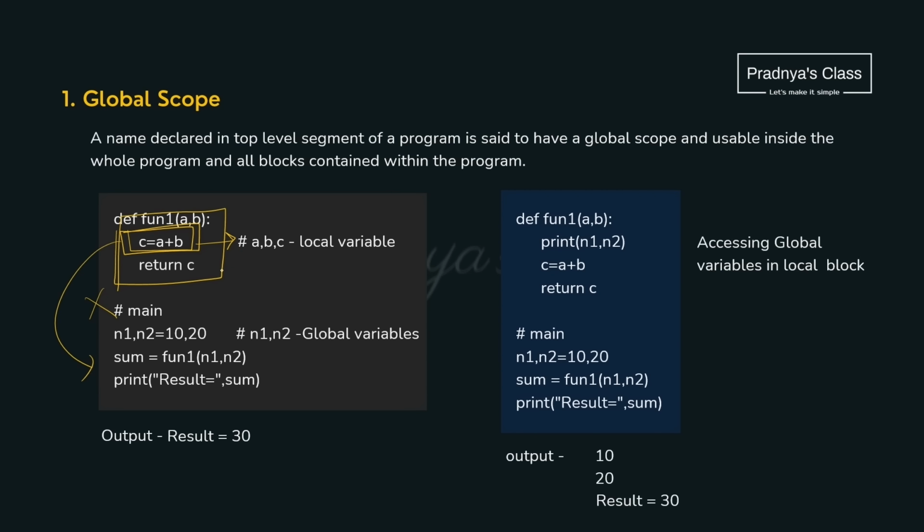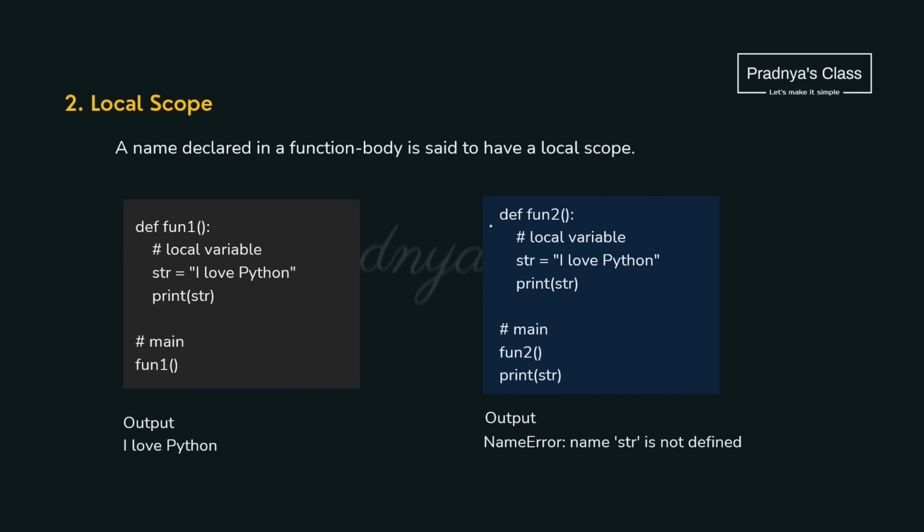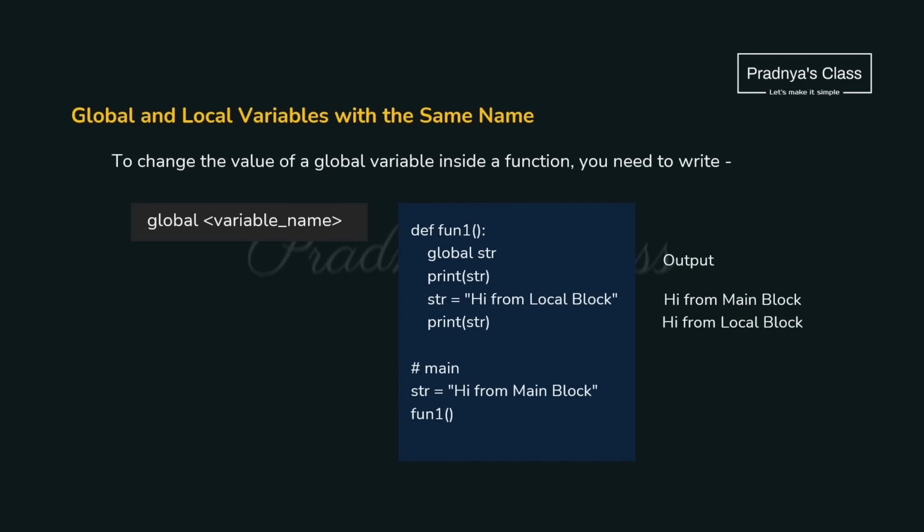So in this example, if you try to access ABC variables outside the block, you will get an error. Look at this example. str is declared inside the block, so it's a local variable. You cannot access it outside. You will get an error. You might get this doubt in your mind: what if both the variable names are the same, global as well as local?